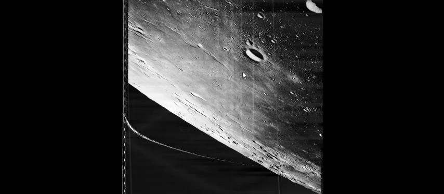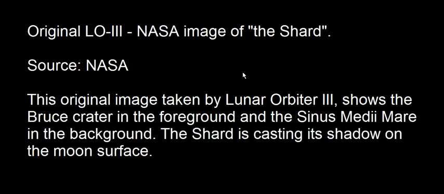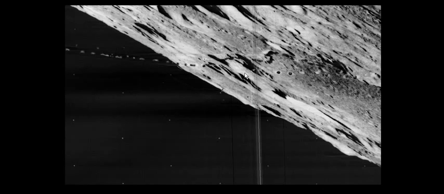So, where did this picture come from? Well, the picture comes from the Lunar Orbiter 3. This is the original picture from NASA. The original picture taken by the Lunar Orbiter 3 shows the Bruce crater in the foreground and the Sinus Medii Mare in the background. The shard is casting its shadow on the moon's surface. See, right here, this is the shard, and there we have the shadow. This little dot, this little star, is a mark point. It's a reference point. You find it all over the image.